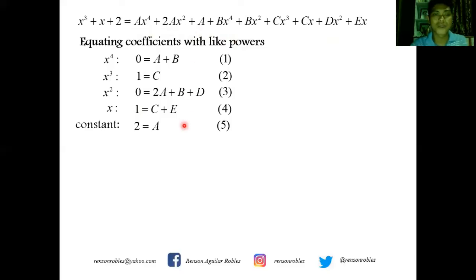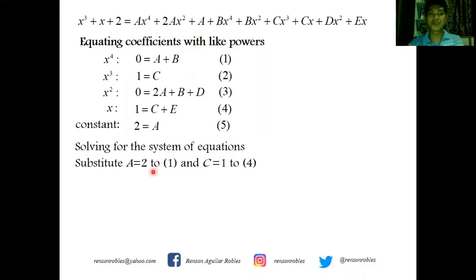And then what we need to look for is to solve this system of equations. So we have to substitute a equals 2 to equation 1, then b is obtained. If we replace c equals 1 to equation 4, then we can look for e. And then we have 0 equals a plus b from equation 1. And then we replace a by 2, so you have b equals negative 2. And then you have 1 equals c plus e from equation 4. And then c is replaced by 1, so you have 1 equals 1 plus e, so e equals 0.